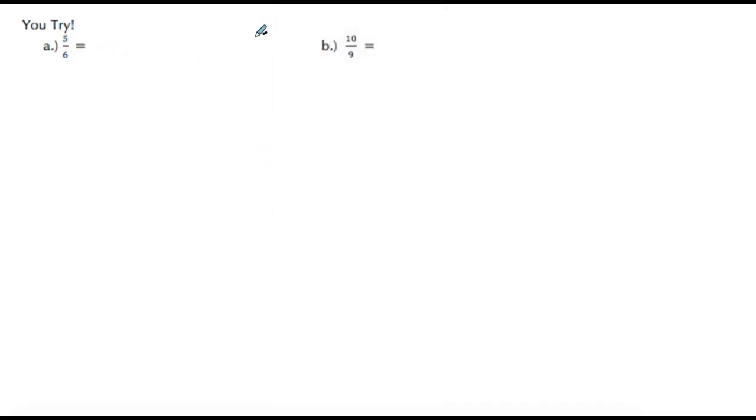I'm here to help. So we're going to do 5 divided by 6. Top, bottom, top, bottom. 6 doesn't go into 5, so I add my 0. 6 goes into 50.